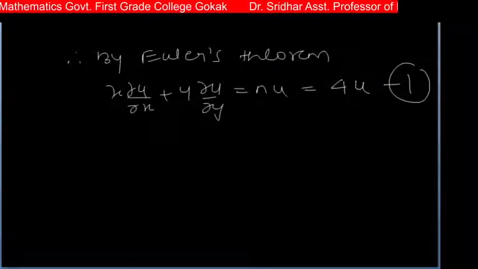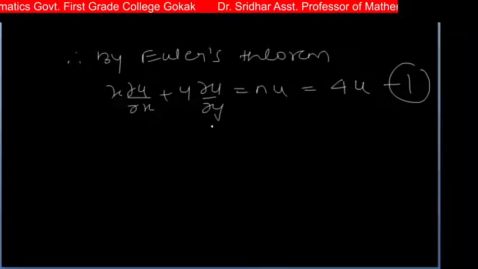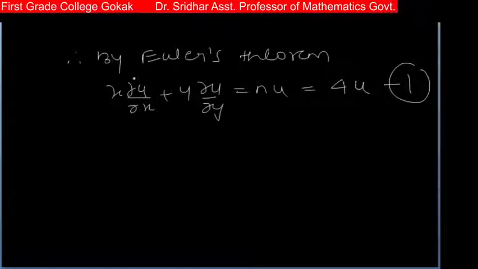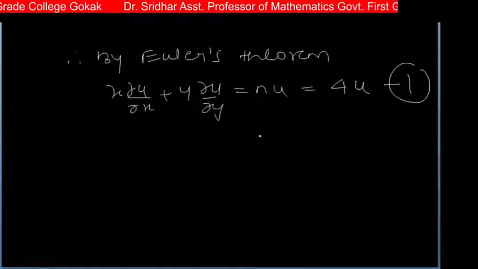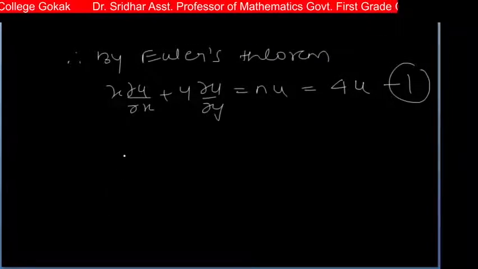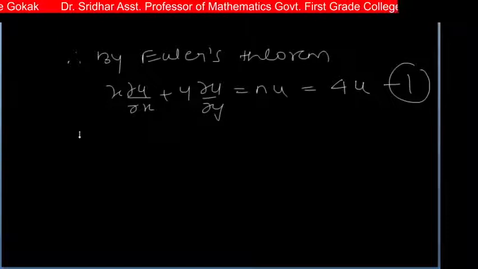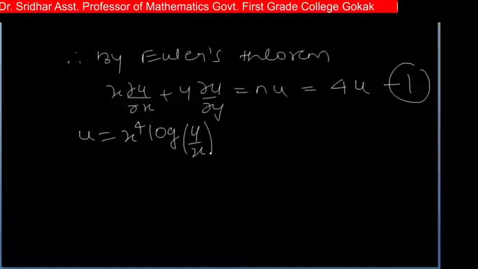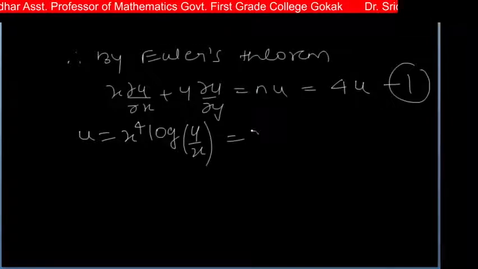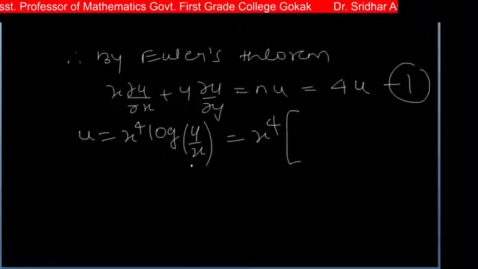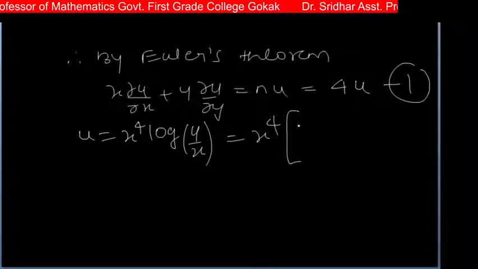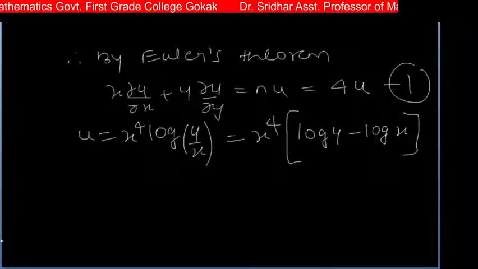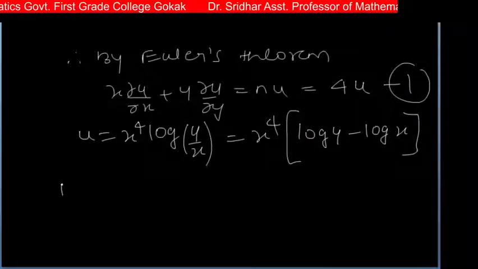Next, we find x ∂u/∂x and y ∂u/∂y, add these two, and then show that it is also equal to 4u. For that, what is given? u = x^4 log(y/x), or this can be written as x^4 (log y − log x), since log(a/b) is log a minus log b.